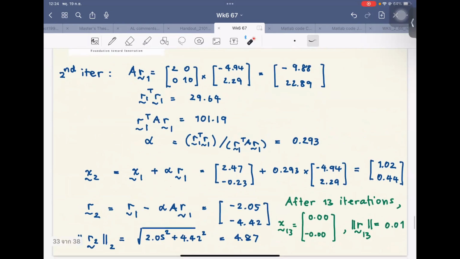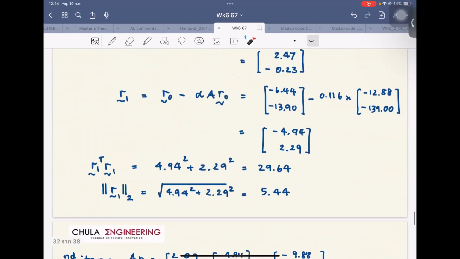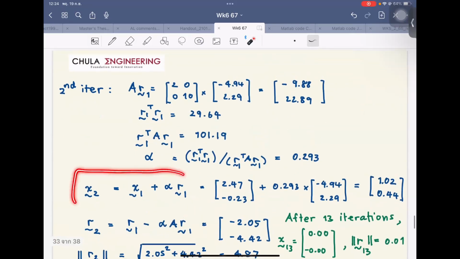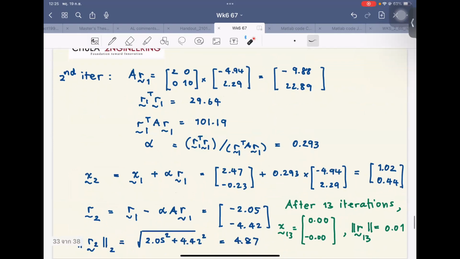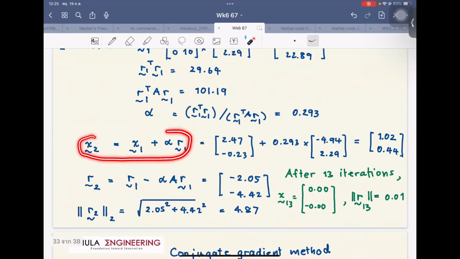Okay, the second iteration. You know r1 already from this calculation, r1 that you want to use in the update of the solution here. This is your target. You need r1, already computed, so you need alpha. You calculate alpha. You need Ar, so you require Ar1 here, and the transpose. Now you get alpha. Then you can update your solution. Your solution becomes here.